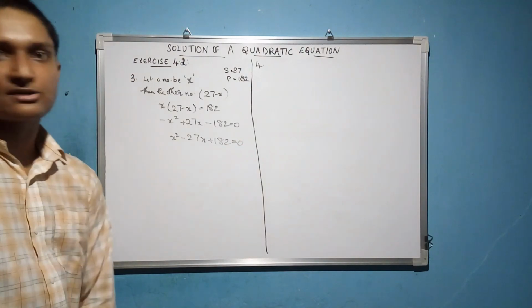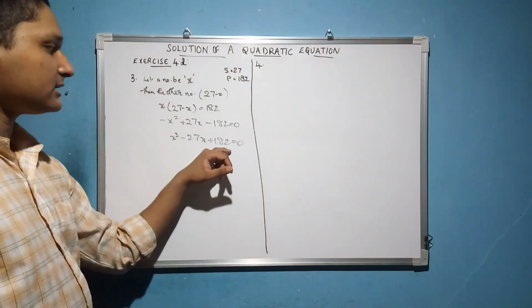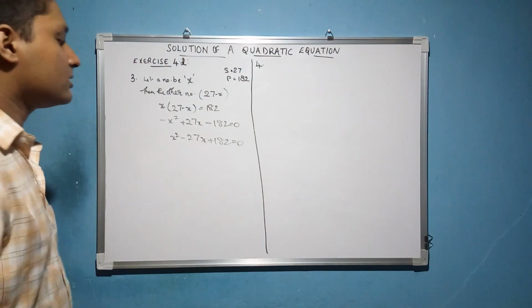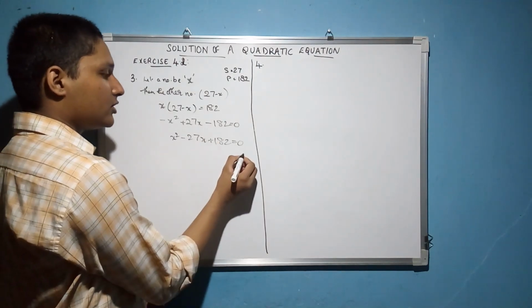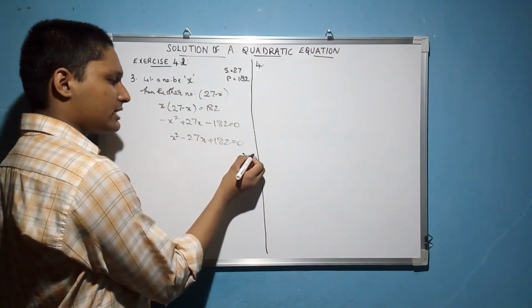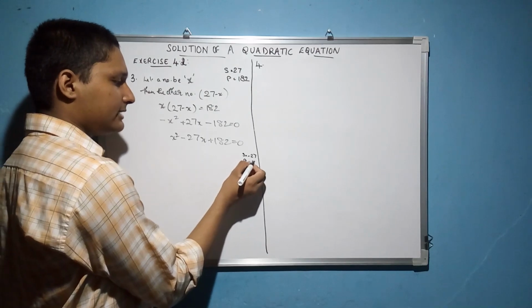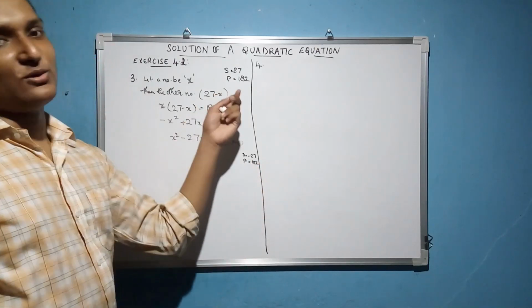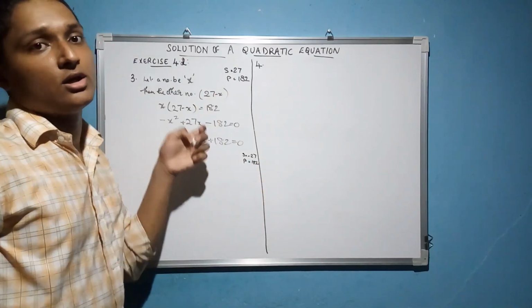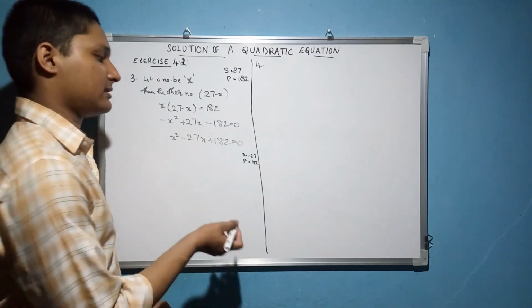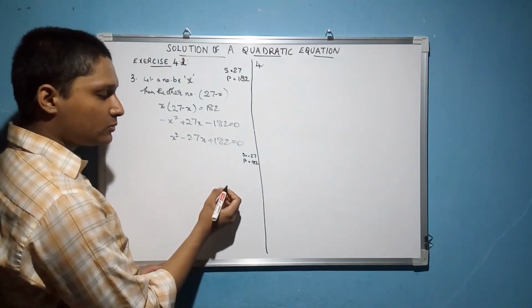The remaining part is the factorization method. For that I need the factors of 182. That is the better one, because again the sum is minus 27 and the product is 182. Okay, we are going to use the same thing. That's it. Okay, so we need to get two numbers.